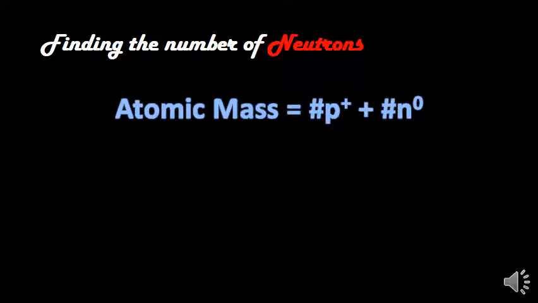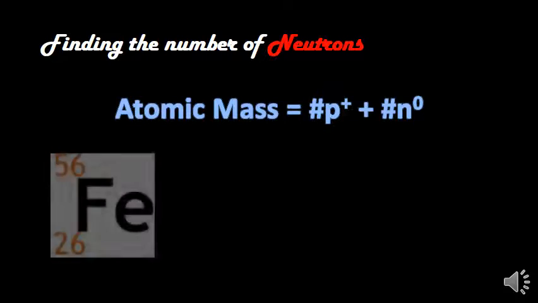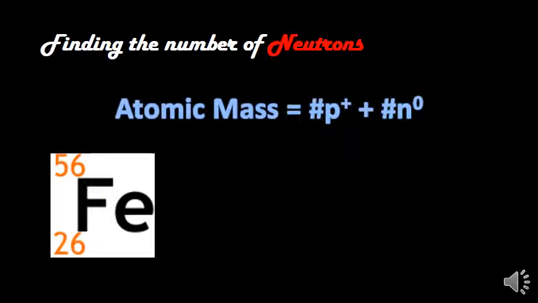Now if you remember, there's three parts to the atom: the protons, the neutrons, and the electrons. So now we're going to learn to find the number of neutrons, and it's really very easy. Know this formula and you're good to go. The atomic mass is equal to the protons plus the neutrons. The electrons have so little mass, we don't care.